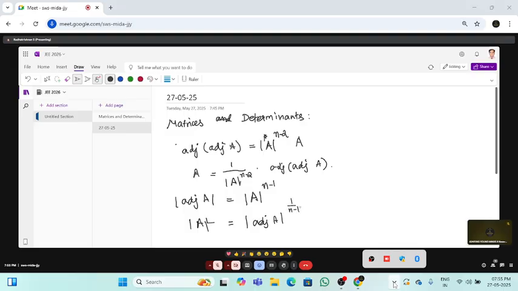Okay, that is why the square root comes. When n is 3, it is 3 minus 1, which is 1 by 2, which is the square root. That is why the square root of j is coming because of this. So that is going to give you the value of determinant of A. Once you know the determinant of A, you can use this formula: A equals 1 by determinant of A to the power of (n minus 2) into adjoint of j.